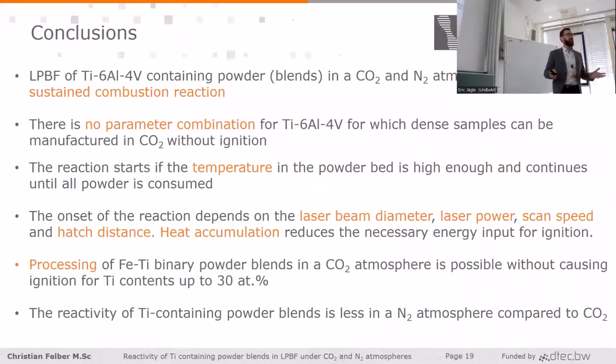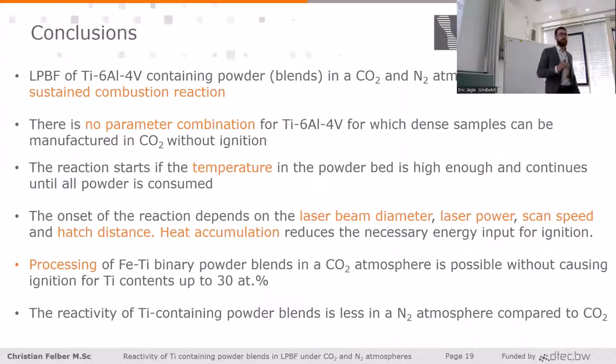First of all, LPBF of titanium 6-4 in a CO2 and N2 atmosphere leads to a self-sustained and highly exothermic combustion reaction. There's also no parameter combination for which I can process dense titanium parts in CO2 atmosphere, and probably also not in nitrogen, because I have heat accumulation during the process, and so after maybe 10 layers, 20 layers, who knows, we will have this reaction. The reaction starts if the temperature reaches the temperature for the ignition, and continues until all of the powder is consumed for pure titanium.